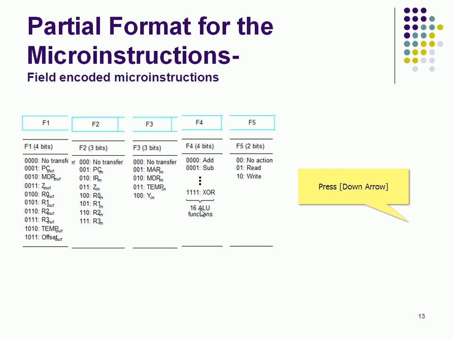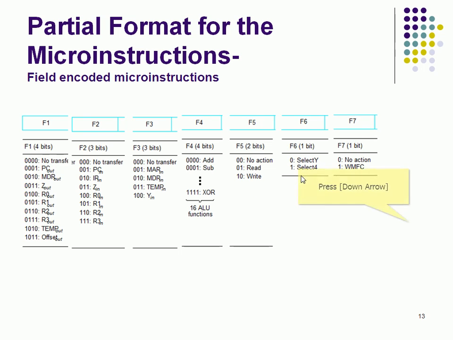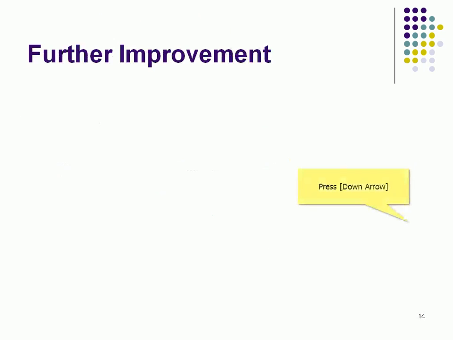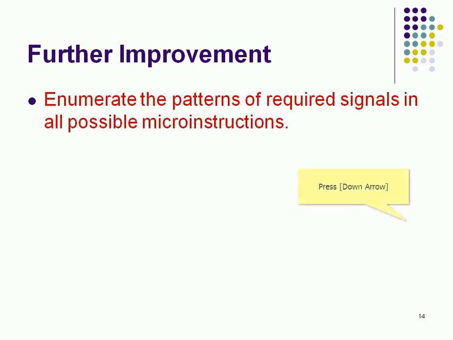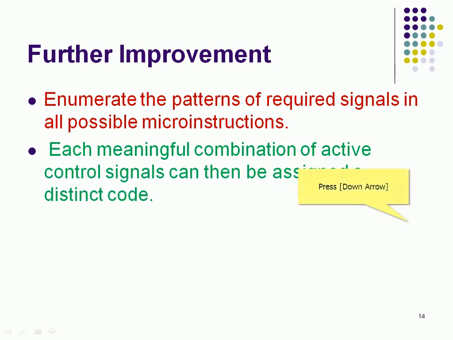F5 will be 2 bit, and F6 will be 1 bit: 0 is select Y, and 1 selects 4. F7 is 1 bit: 0 for no action, 1 for wait for memory function. F8 is 1 bit, so 0 for continue. Further improvement: enumerate the patterns of the required signals in all possible micro instructions.